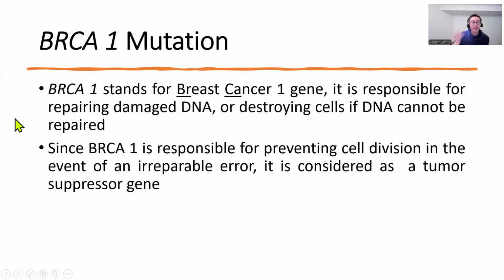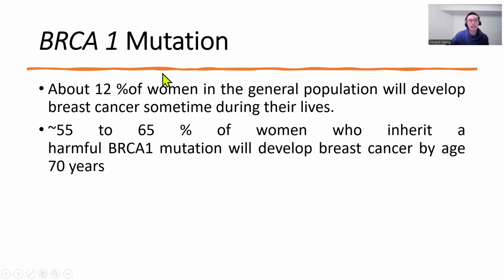Now there is something called the BRCA1 gene. BRCA1 stands for breast cancer 1 gene. It is an example of a tumor suppressor gene that plays a role in repairing damaged DNA, and destroying cells if you cannot repair the DNA, and therefore it prevents the cell from going into cell division. So this is a tumor suppressor gene. BRCA1 is one of the contributing mutations that would lead to breast cancer.